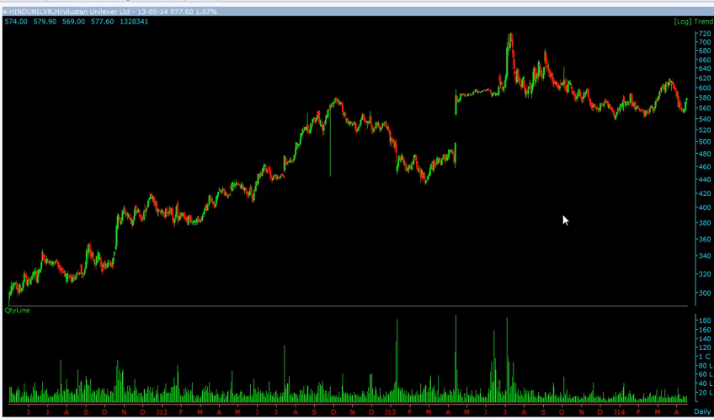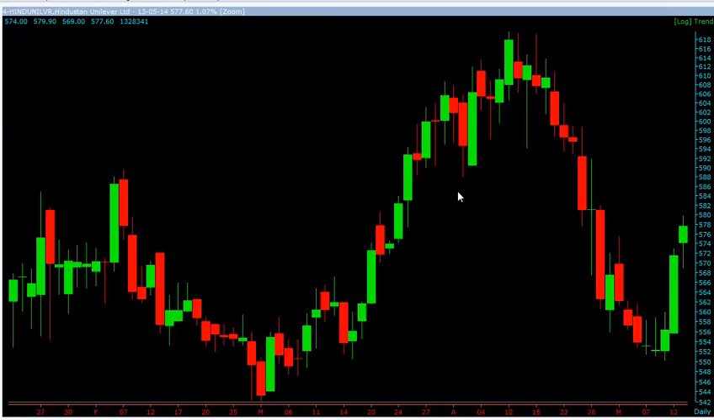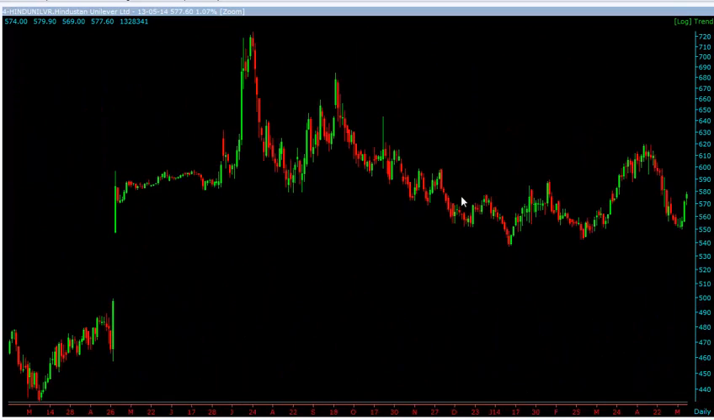Today is 14th of May, and we had done a small homework about Hindustan Unilever. So very quickly, let's just get back to Hindustan Unilever and see what goes on. So this is the volume, this is the price. Let me expand on the price, and this is the way I see the chart.